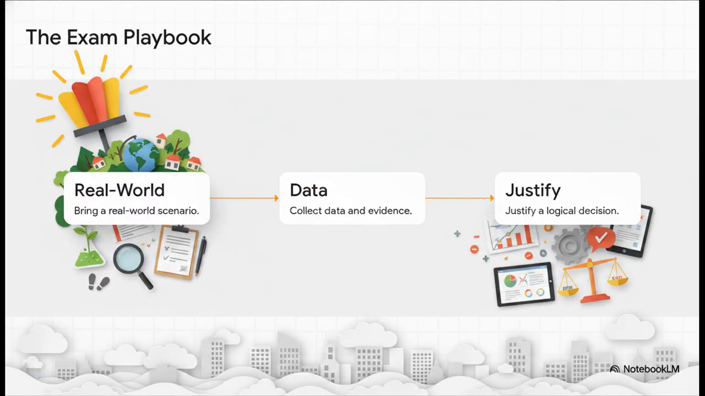So, when you spot that flashing sign, here is your ultimate exam playbook. First step, the teacher brings in a real-world scenario. Second step, the students collect data and evidence. And third step, the students justify a logical decision. I promise you, the correct multiple-choice option will almost always mirror that exact three-step sequence. Just lock that progression into your brain, and you are going to navigate those tricky scenario questions with total ease.